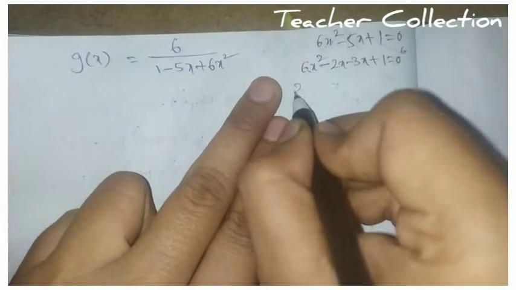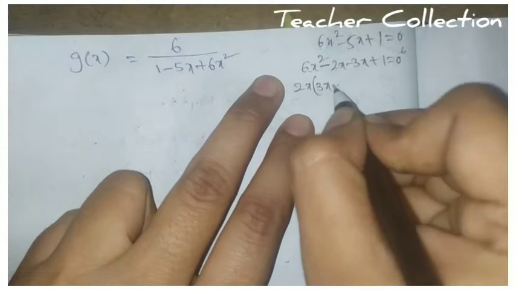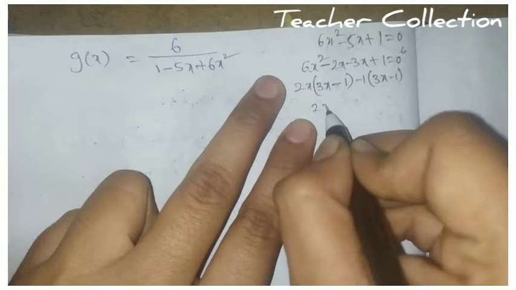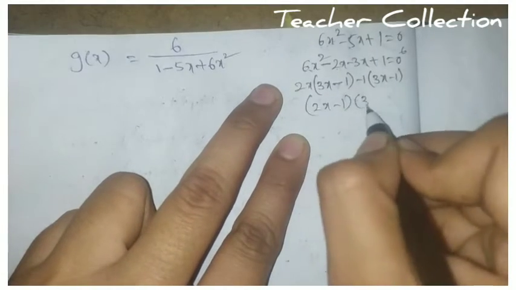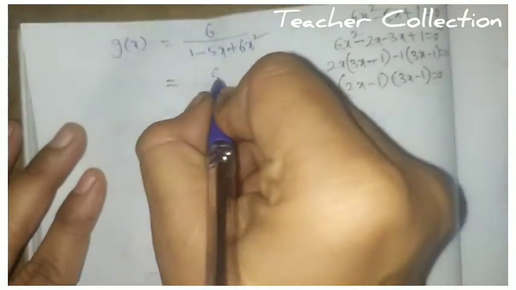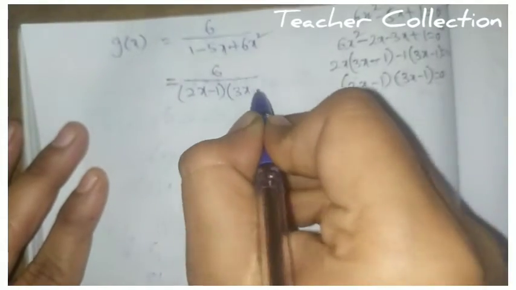So here 2x is common. 3x minus 1 is common. So I'll get 2x minus 1 into 3x minus 1. Okay. So here we will get 6 by 2x minus 1 and 3x minus 1.